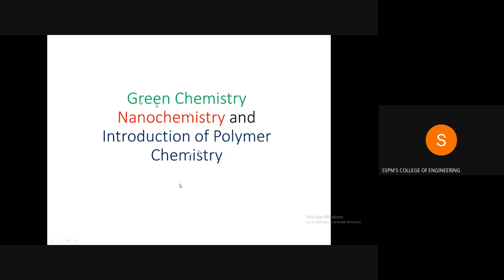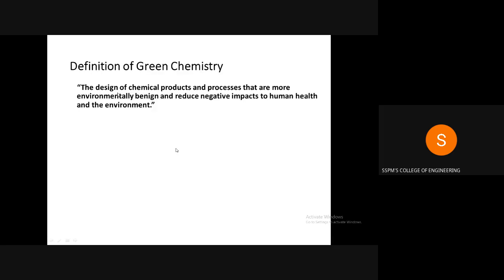Let us start the overview of this, revise the concept of green chemistry. Let us see the definition of green chemistry. What is meant by green chemistry? Green chemistry is the design of chemical products and processes that are more environmentally friendly and reduce negative impacts on human health and the environment. So green chemistry is such a chemistry that designs chemical products and reactions which are environmentally friendly and do not cause any harmful effect to human health and the environment. So that is green chemistry.